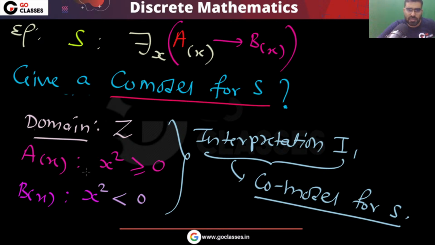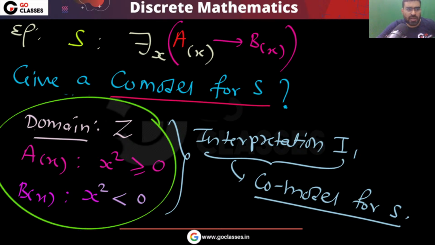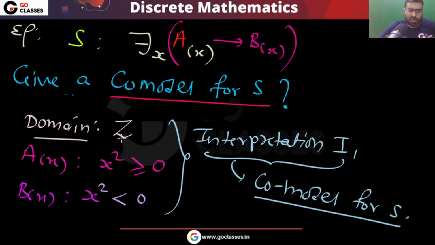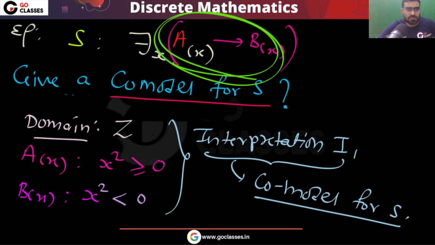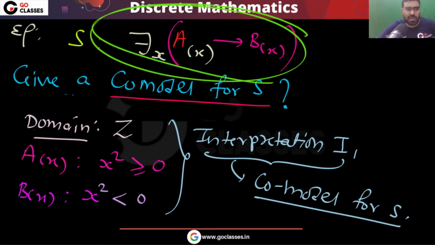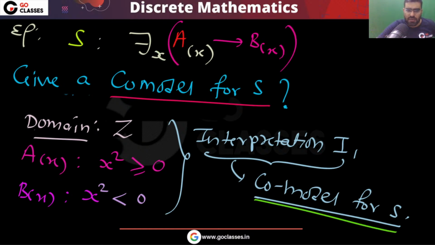Is this clear? Sumant, Ratul, let me know. So you can see that if I give you this domain, for every element, whatever element you take, this will be false. There is no element for which this is true. So this expression s will become false. So this is a co-model for I1.